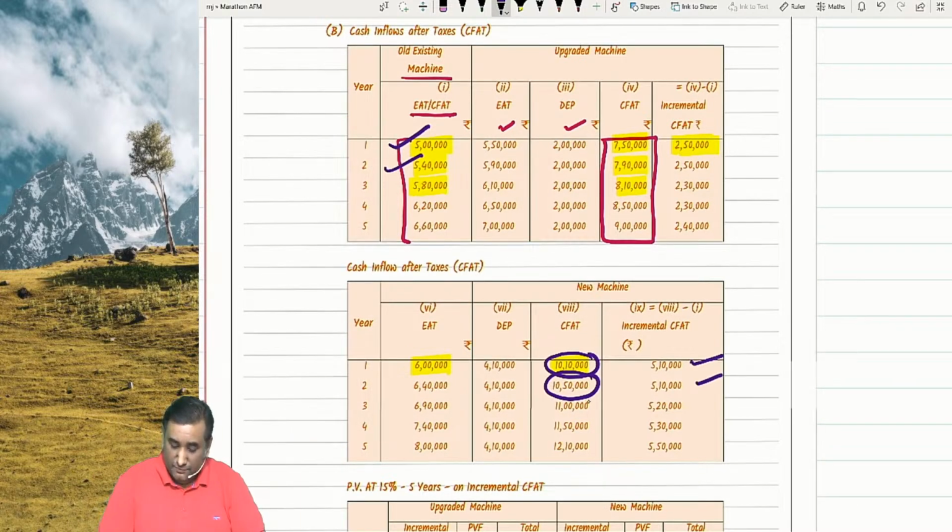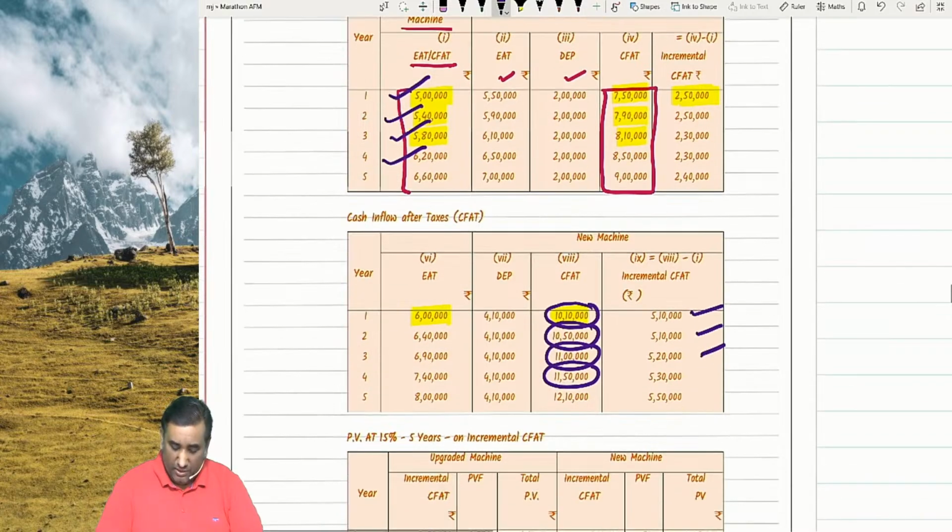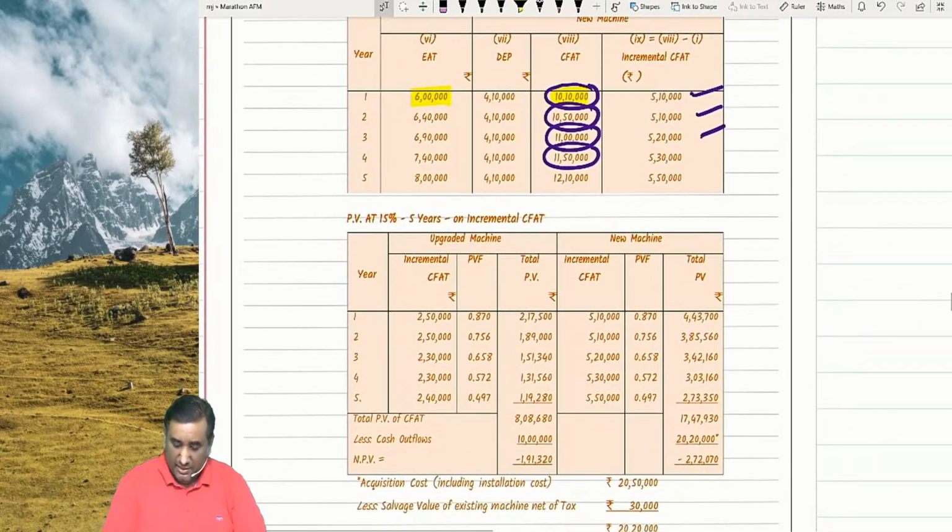10 lakh 50 minus what? 5 lakh 40. 11 lakh minus what? 5 lakh 80. 11 lakh 50 minus what? 6 lakh 20. Can you get that? And then you get the incremental CFAT in the upgraded new machine.